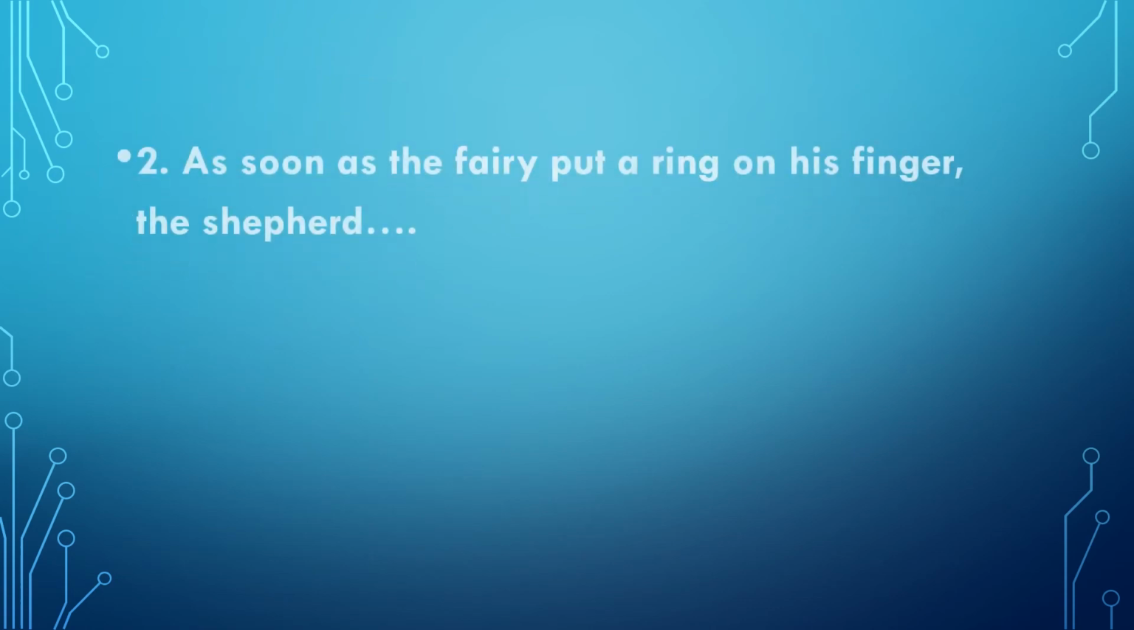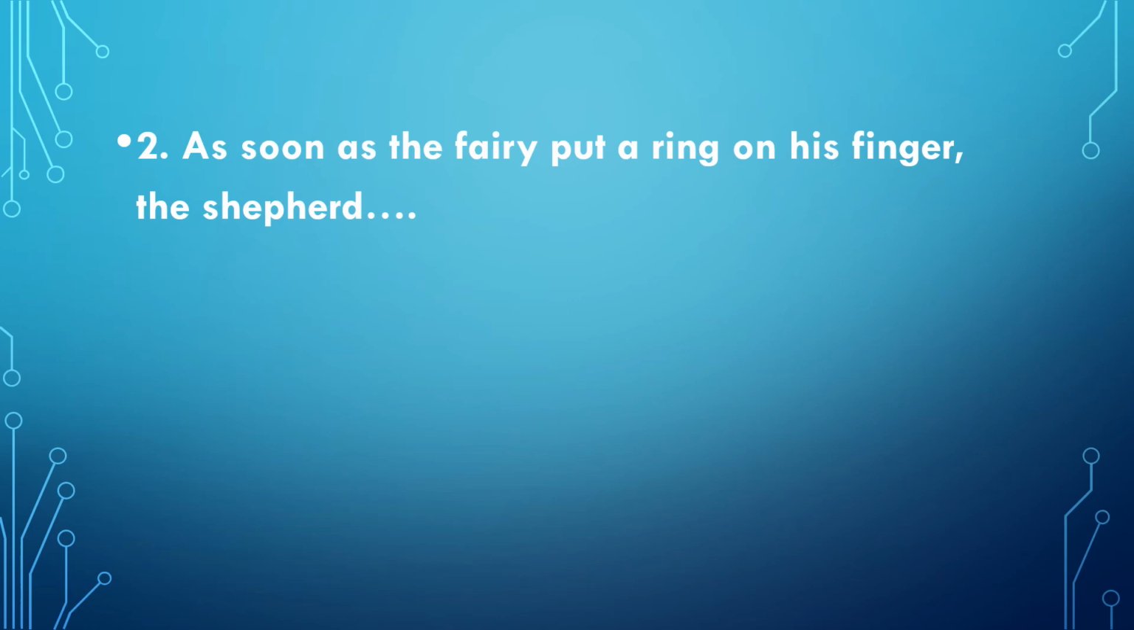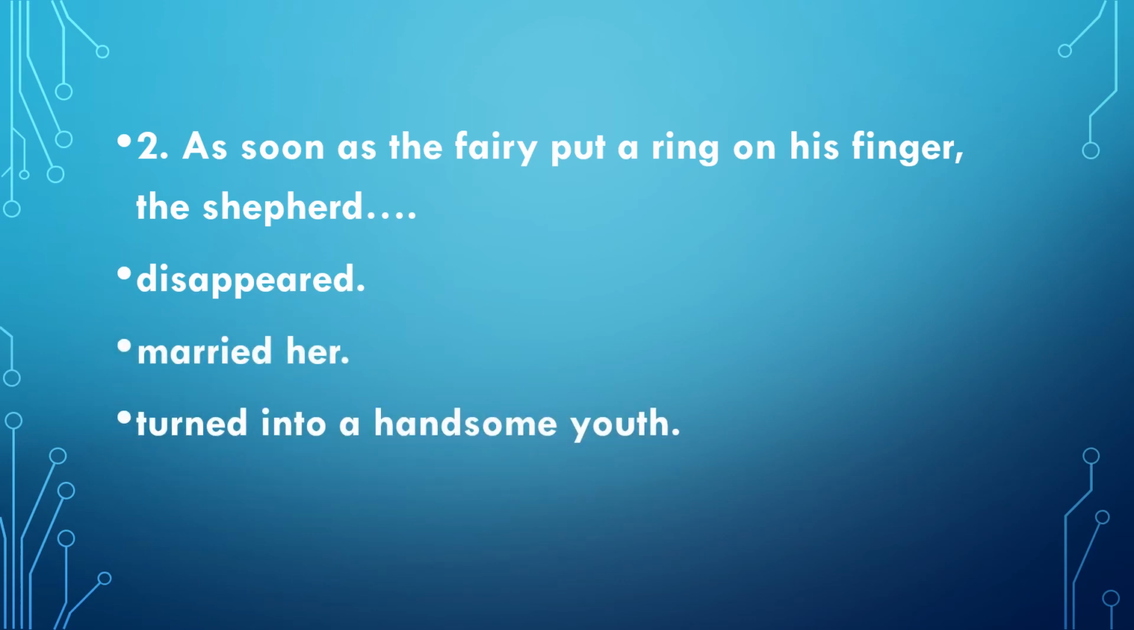The second one is, as soon as the fairy put a ring on his finger, the shepherd, options are disappeared, married her, and third one is turned into a handsome youth. Similarly, like number 1, you have to do number 2 in your CW.